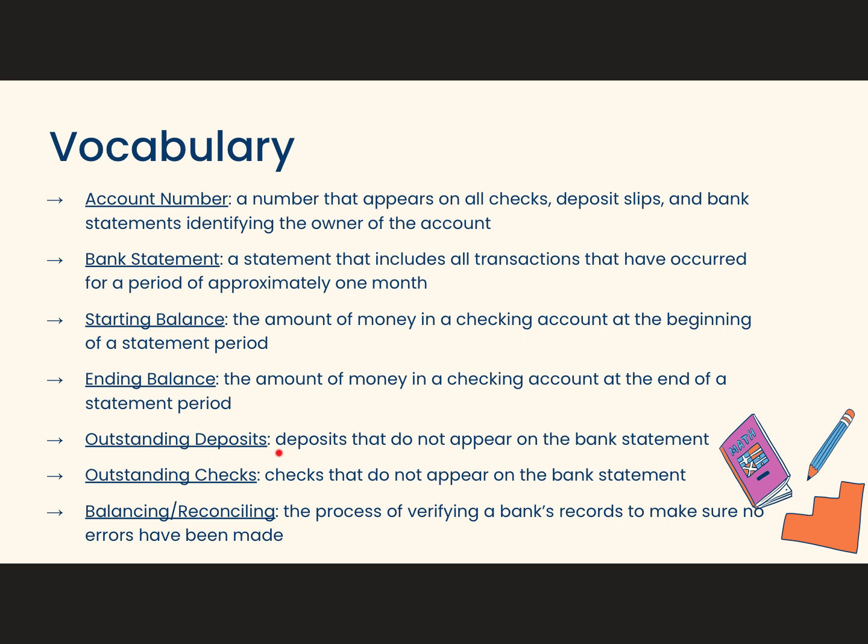Outstanding deposits are things that don't actually show up on your bank statement yet because it usually takes some time to process. So you might make a purchase at the end of a month, but it might not actually go through until next month because, like I say, it takes a little bit of time to process. And that's the same thing with the checks. So deposits and checks, deposits are money going in, checks are money coming out. So you might have been paid, but it might not show up quite yet. And then balancing is just going through the bank's records and your records to see that no errors are being made.